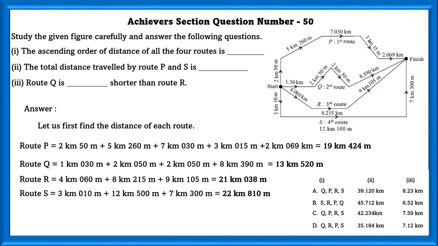Now, using the values of all these routes, we can answer the following questions. First one, the ascending order of distance of all 4 routes is QPRS. The total distance traveled by route P and route S is equal to 42.234 kilometers. Route Q is 7.59 kilometers shorter than route R.